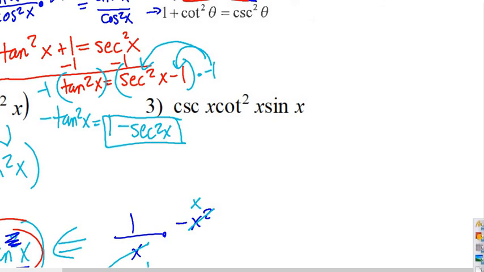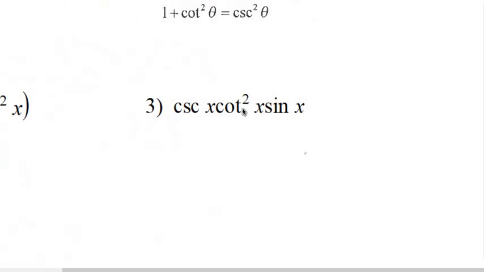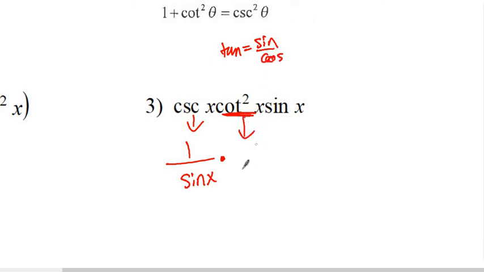Alright, the last one we want to do here, let me clear that off. When in doubt, change everything to sines and cosines. This one is the same as 1 over sine times this one. Cotan is the reciprocal of tan. So tan is sine over cosine, that means cotan is the same as cosine over sine. And because cotan is being squared, I have to square both of these as well. And then this last one doesn't need to be changed into sines and cosines. It already is a sine, so we'll keep it as is.